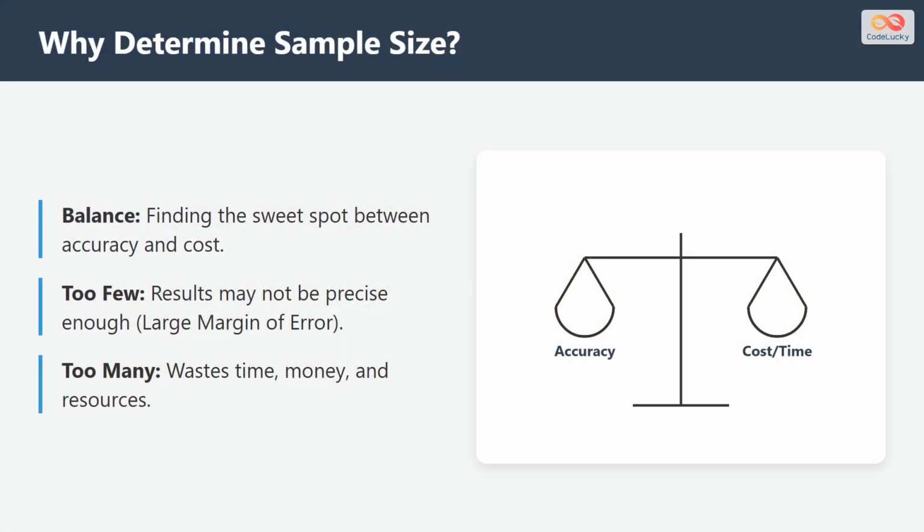Why do we care about sample size? It is a balancing act. If you survey too few people, your results will be vague and inaccurate. But if you survey too many, you waste time and money. Calculating the correct sample size helps us hit the sweet spot, scientifically accurate results without breaking the budget.